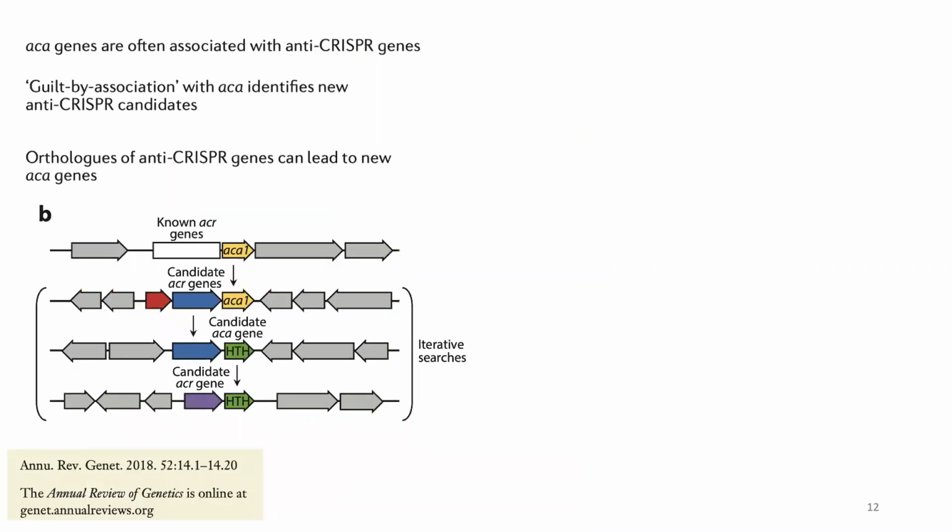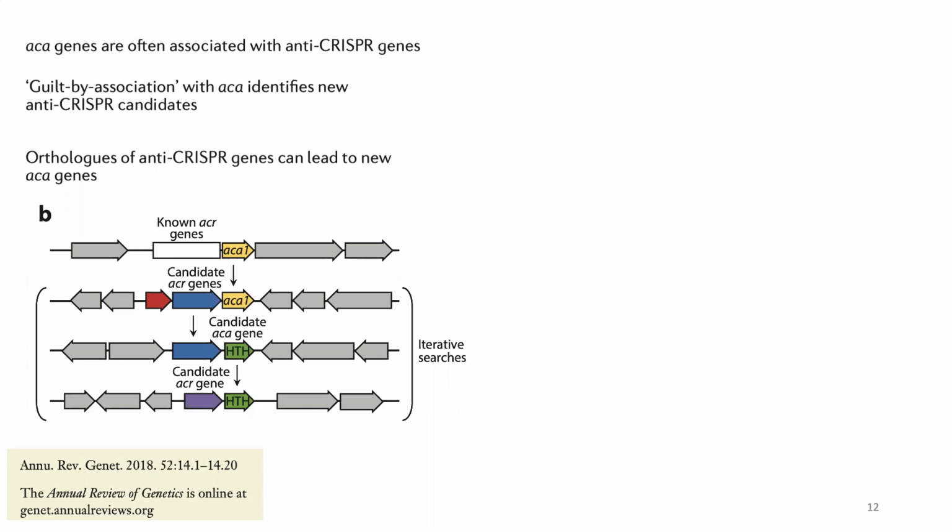So in order to identify new anti-CRISPRs, people have been using two bioinformatics approaches. The first one is called guilt by association. That is, identify the more conserved ACA genes first by homology search, and then experimentally characterize the upstream genes to see if they have anti-CRISPR-Cas function.